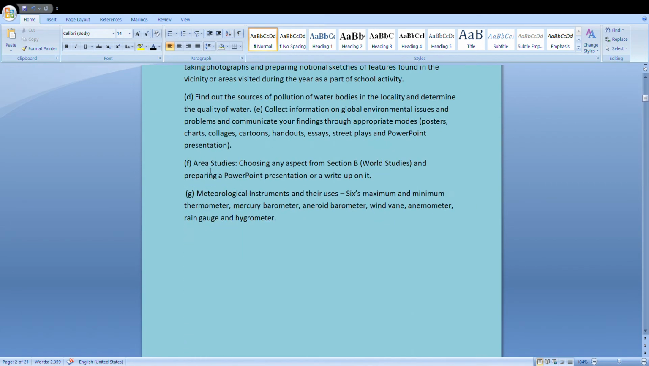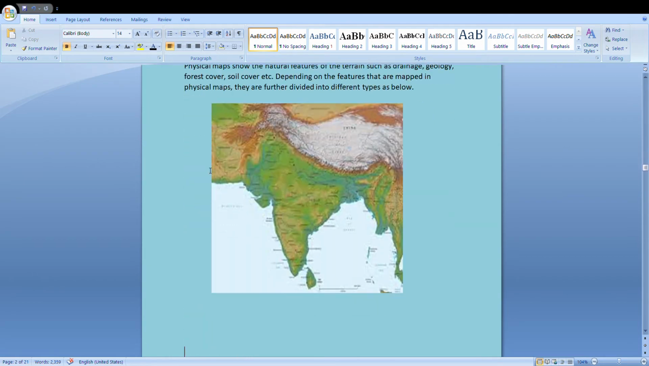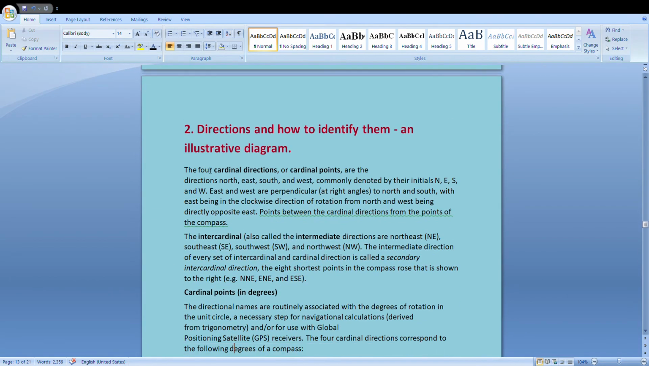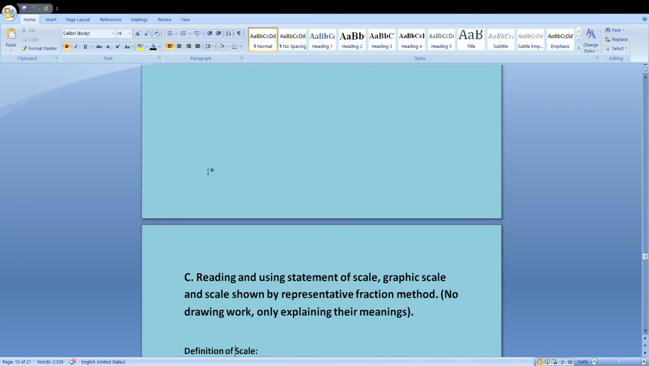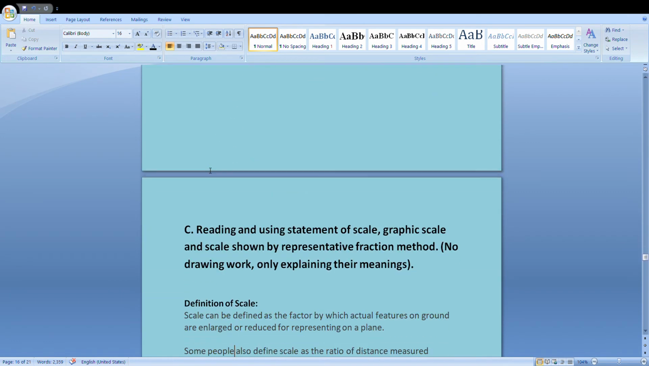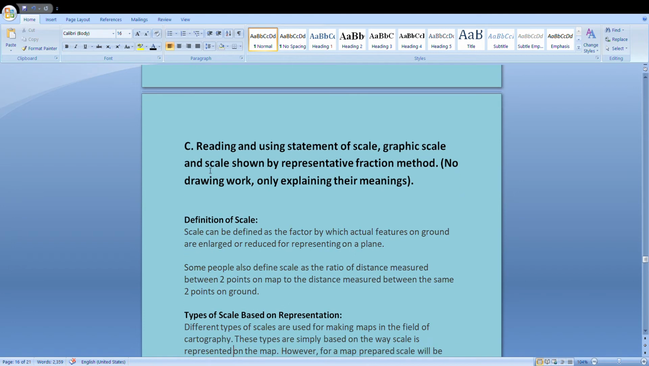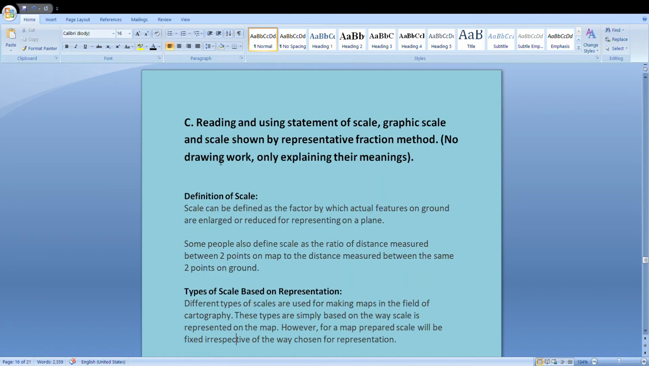So I'm straight away taking you to the third topic that I'm explaining today. The third topic is reading and using statement of scale, graphical scale, and the scale which is shown by representative fraction. So let's start. What is a scale, first of all?